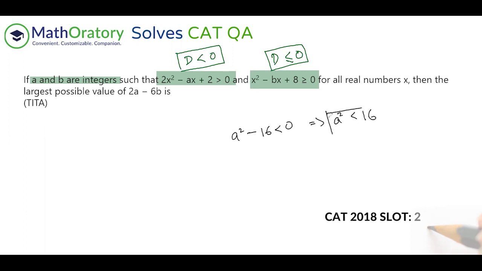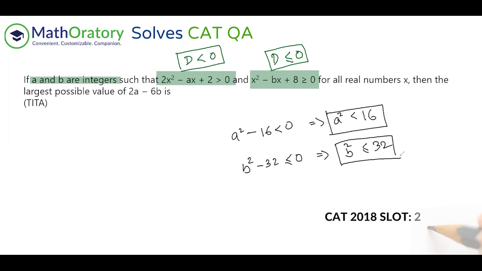Let me keep it at this. I can get it to a range of a, but let's not overcomplicate this. Same thing for the second quadratic: its discriminant has to be less than or equal to 0. So we have b² minus 4 into 8, that is 32, which must be less than or equal to 0. So b² is less than or equal to 32. These are the conditions for a² and b².